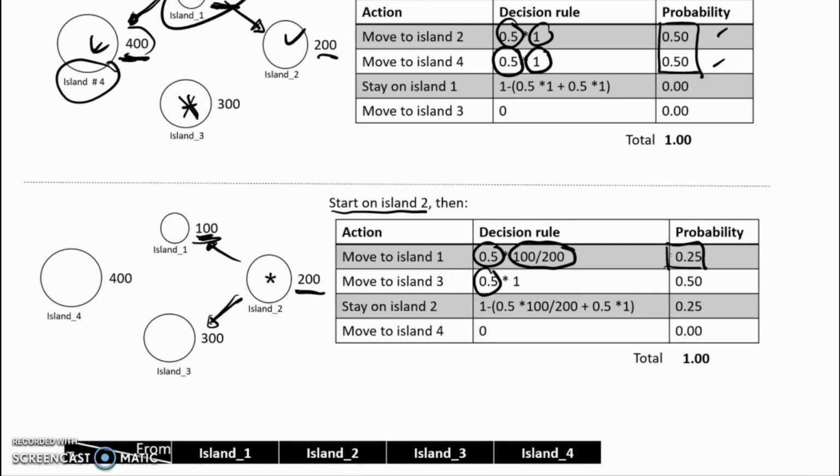And if they do look to island 3, because the population here is larger than the one here, they'll move. That gives us 0.5. There's no way they can get to island number 4. What's the probability that they stay on island number 2? It's the difference between 1 and the sum of these, so it's 0.25.